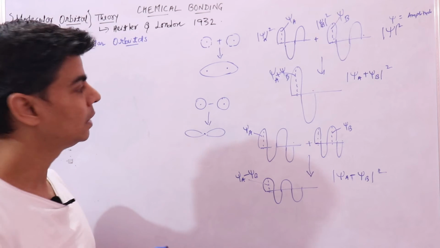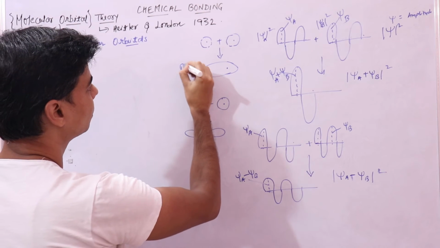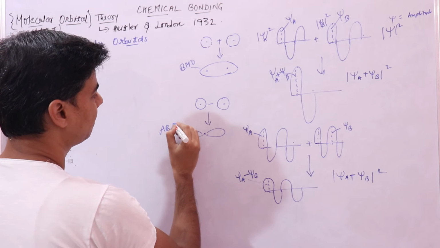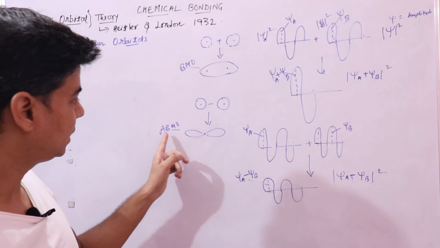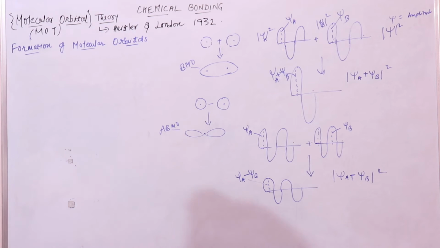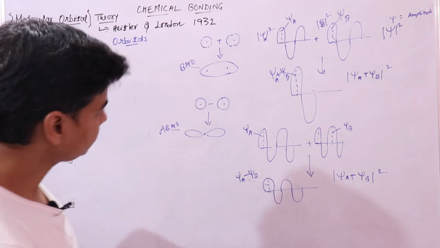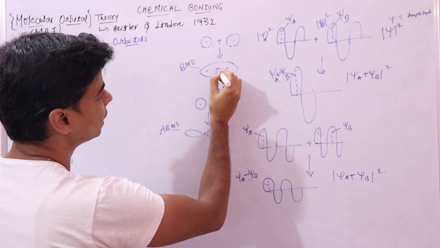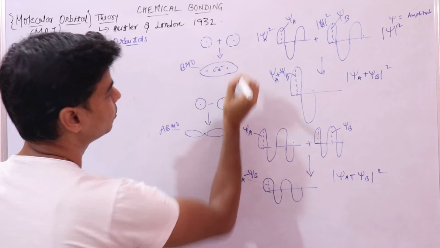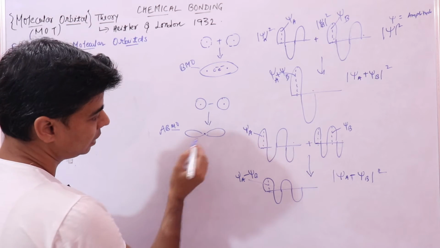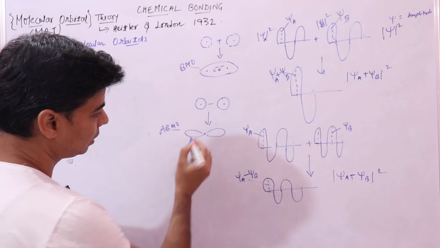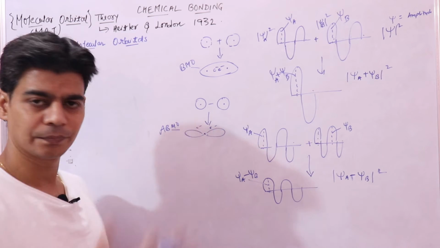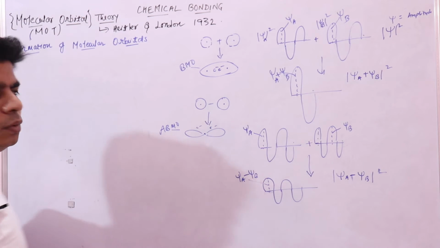So what happens in this is, this is your BMO, bonding molecular orbital, and this is your antibonding molecular orbital, ABMO, right. Here the electrons will spend most of their time between the nuclei, right. Here electrons will spend most of their time away from the space between the nuclei, right, so they may be anywhere, but less time between the nuclei.